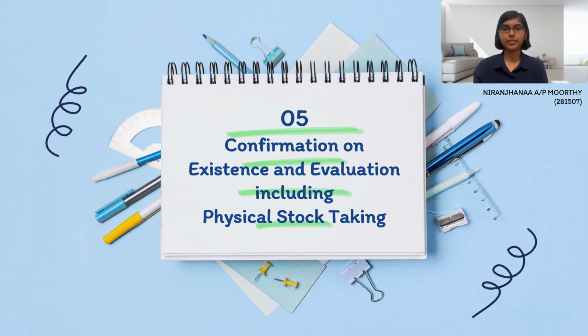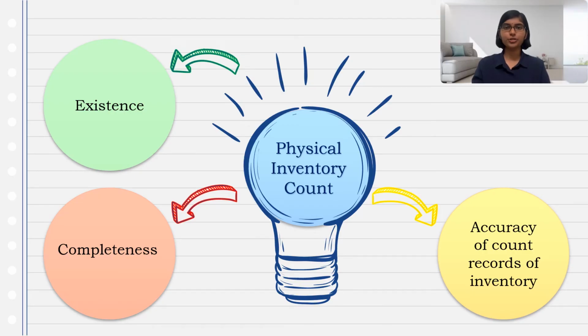Now I'm going to present about confirmation on existence and evaluation including physical stock taking. Auditor should attend physical inventory count to evaluate and determine the existence, completeness and accuracy of the count records of inventory. From the observation of inventory count, auditors can obtain knowledge on the reliability of the entity's stock take procedures. The inventory is physically counted at least once a year, which is performed at year-end date to serve as the basis for the preparation of the financial statements.